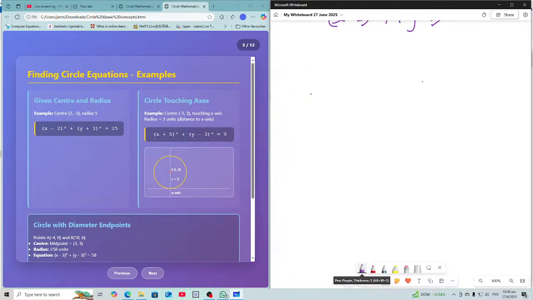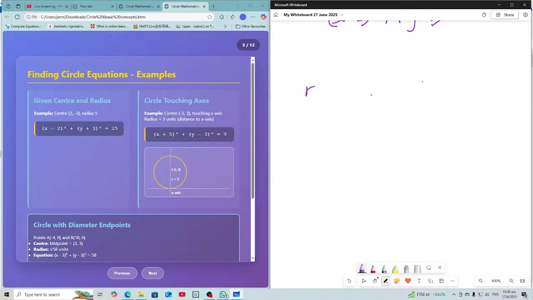Coming back to this, let's say you have a circle that touches the axis. Let's have a look at it. The center is (-5, 3) and it touches the x-axis. If it touches the x-axis, of course you can draw something like that. There must be something that tells you that if it touches the x-axis, the radius can be found.